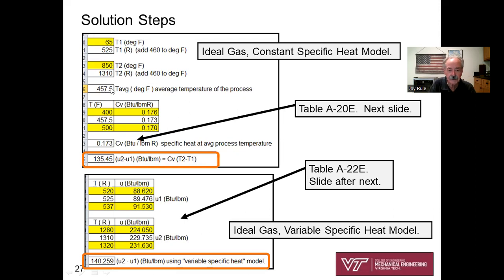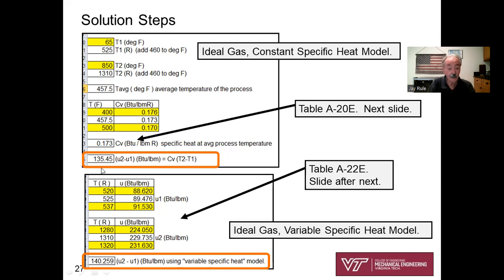And the average in degrees F, I looked ahead, and remember on table A20, it's tabulated in terms of degrees F. So I averaged the two temperatures in degrees F, 457.5. Now, in table A20, we're not going to have a 457.5. So I looked up C sub V at 400 and 500, the two temperatures that straddle 457, and did a linear interpolation between these two numbers to get C_V is 0.173.